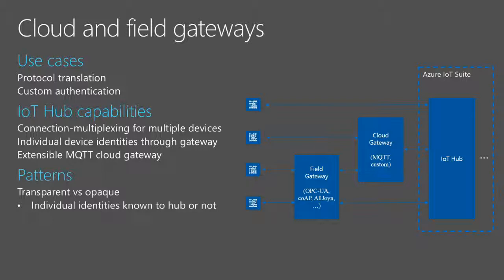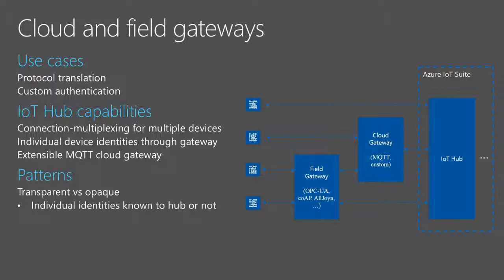There are a couple of patterns that I want to talk about. The first one is transparent versus opaque. A transparent gateway is a gateway where effectively end devices maintain their own identities, and IoT Hub is aware of those devices. That is very useful because you still have fine-grained control. You have device identities that are attached to all the messages. You have the ability to do access control at an end device ID level.